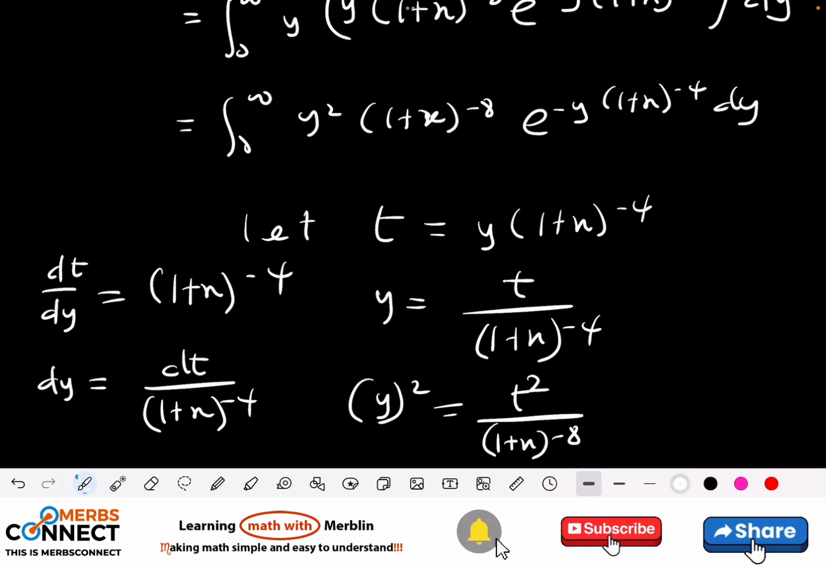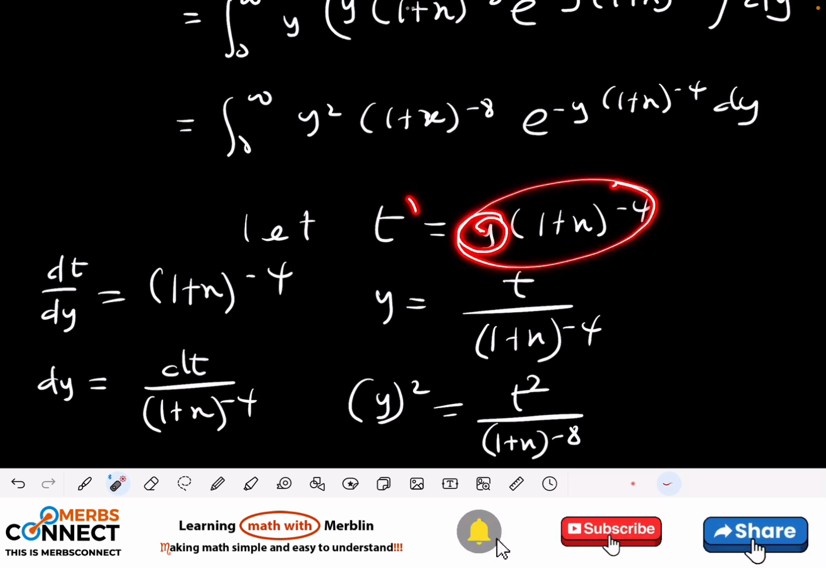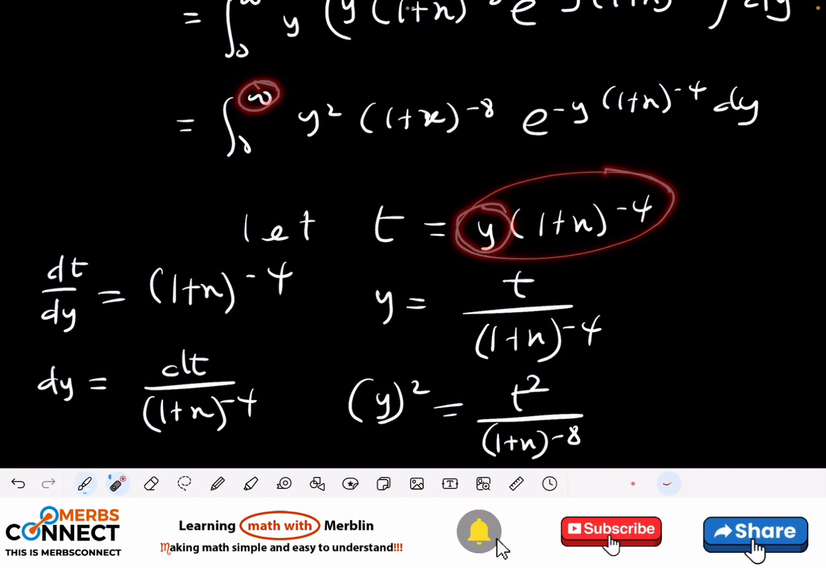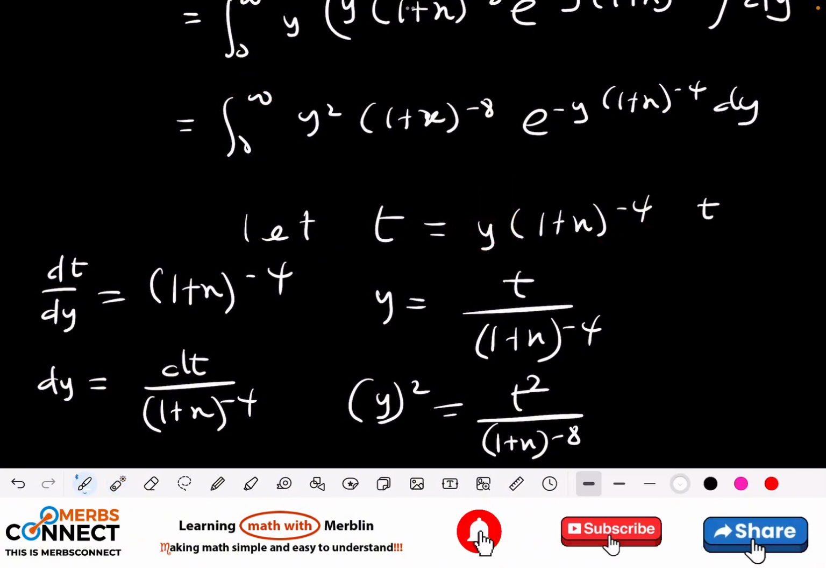Also, I need to look for the t intervals, as we did from the other one, the same thing. So if y is 0, when I plug in y here, everything goes to 0. So t will be what? 0. When y is infinity, when I plug in infinity here, everything here will be infinity. So the t interval will be: when y is 0, t will be 0. When y is equal to infinity, t will also be infinity.